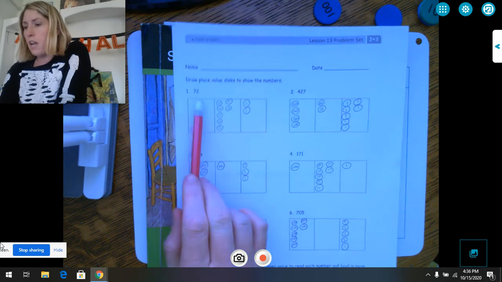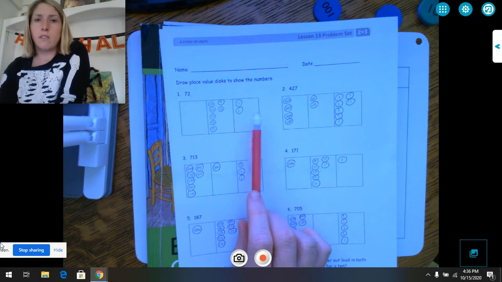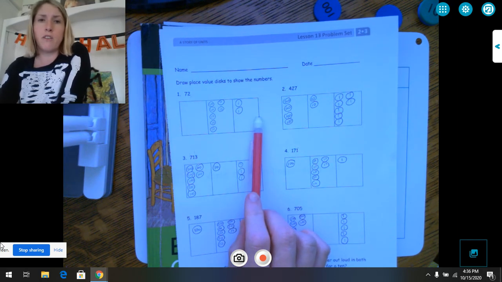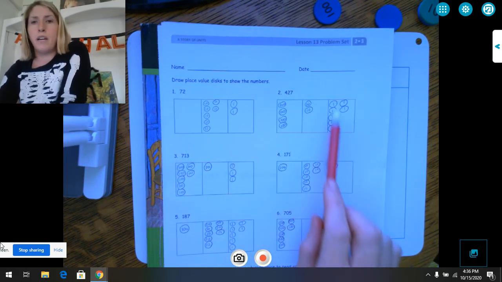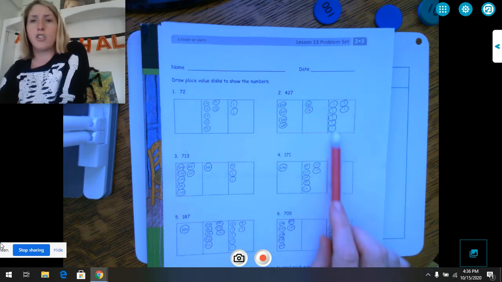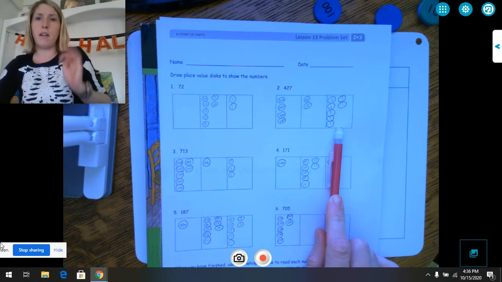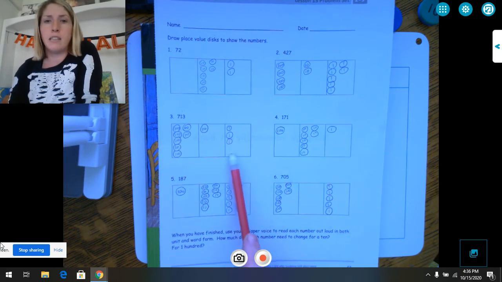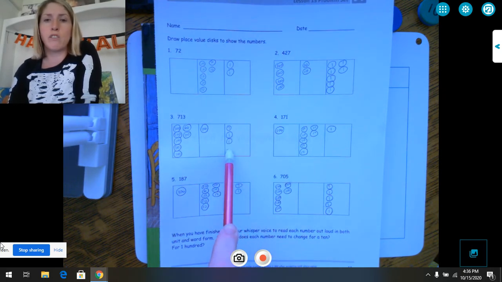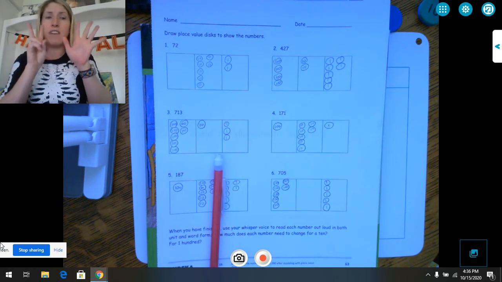Okay, and now it asks us how much does each number need to change for a 10 or for 100? All right, how many ones does 72 need to change in for a 10? So how many more one circles would we need to change 72 in for a 10? It would need 8. How many more ones would 427 need to change in for a 10? It would need 3 more ones to change in for a 10. 713. How many ones would it need to change for a 10? It would need 7 more ones.